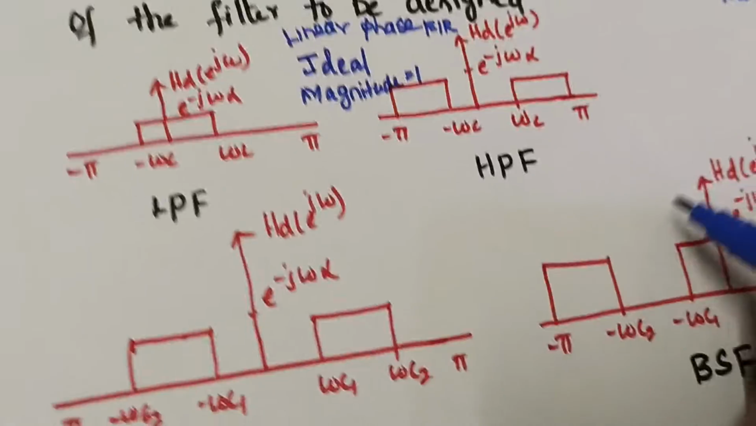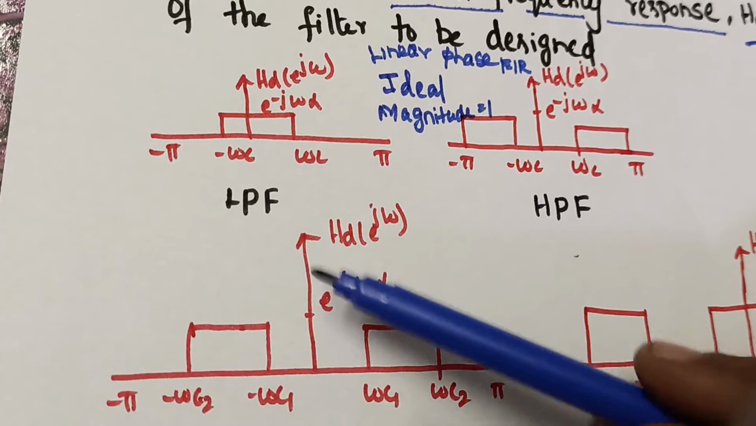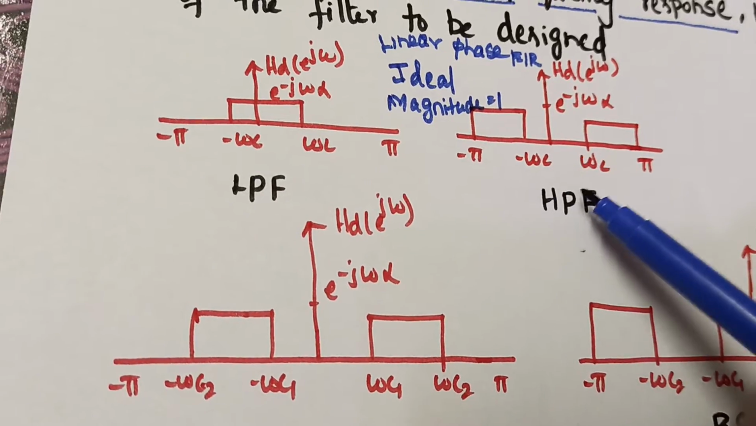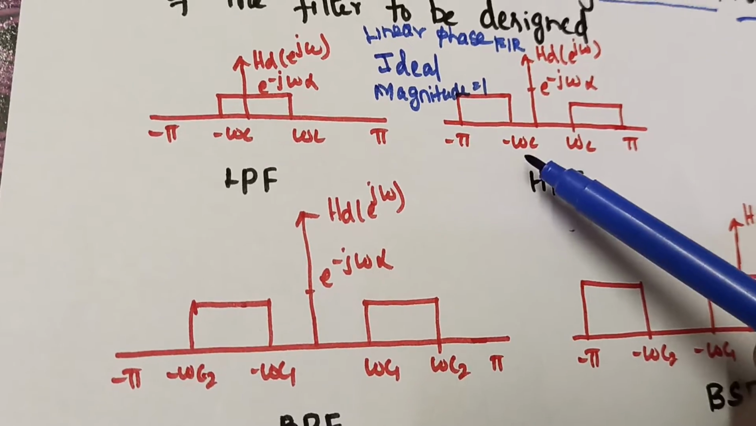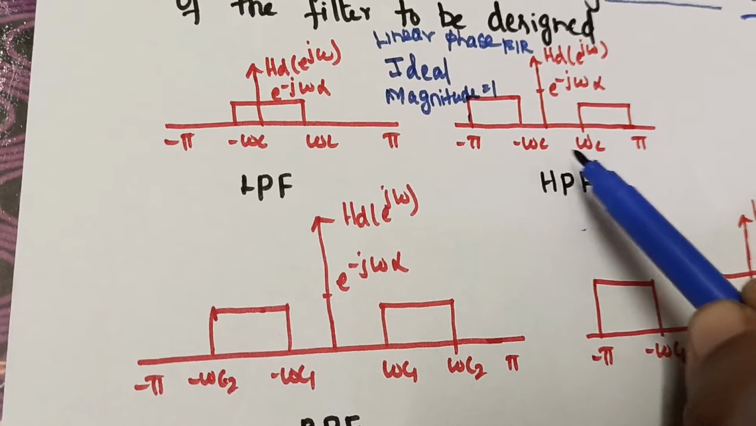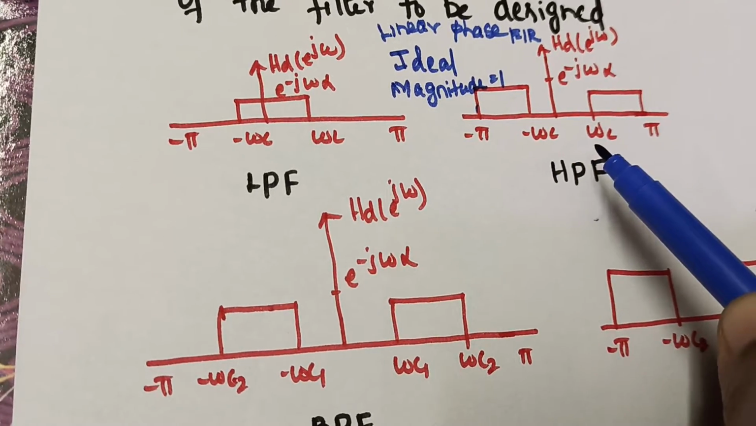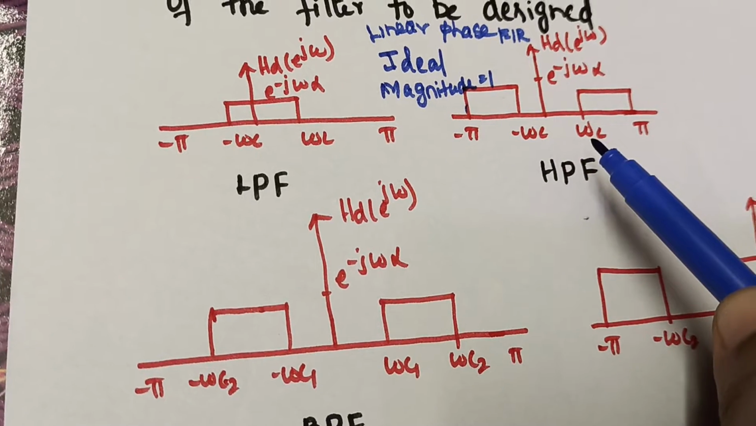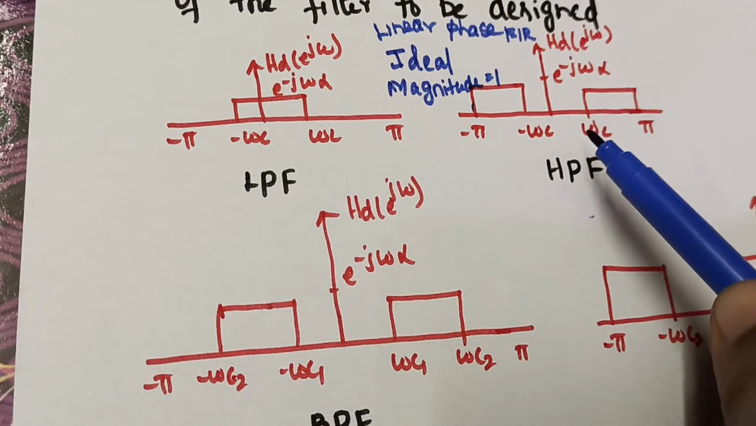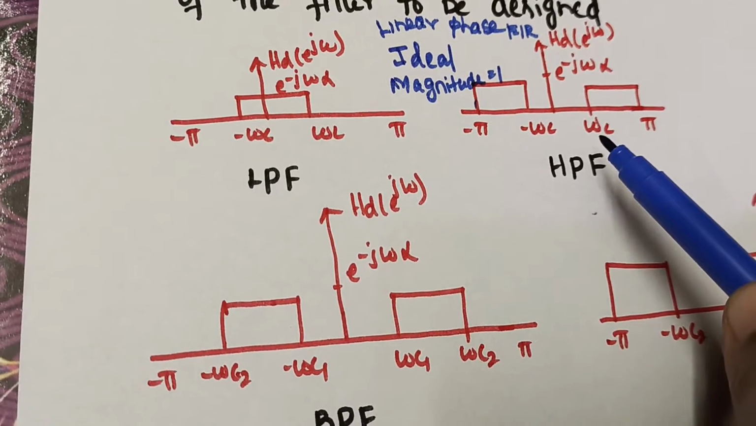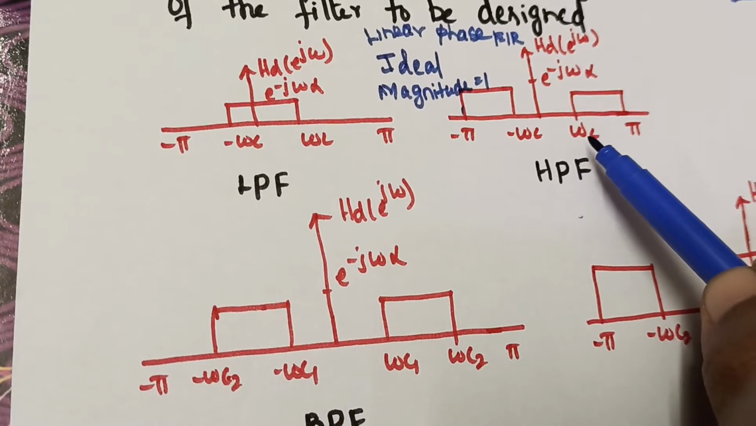Now coming to the high pass filter, it's just the opposite of low pass filter's response. You're going to get the response of high pass filter to be just the opposite of low pass filter. If you look into this, the same interval we have taken from minus pi to pi, and the cutoff frequency on either side is represented as minus omega c to plus omega c. Now for high pass filter, since it is going to pass only the high frequencies starting from the cutoff frequency, the magnitude becomes e power minus j omega alpha only from omega c.